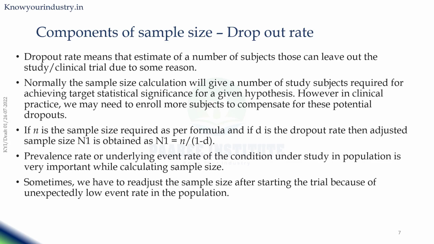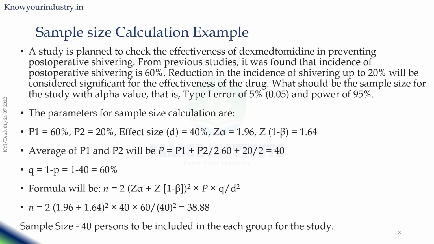Prevalence rate or underlying event rate of the condition under the study in the population is very important while calculating the sample size. Sometimes we have to readjust the sample size after starting the trial because of an unexpectedly low event rate in the population. Here is a classical example of sample size calculation.